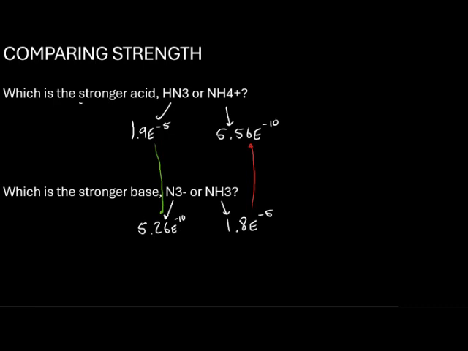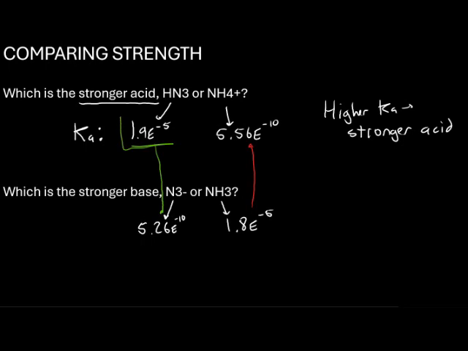So now we're asked which is the stronger acid based on the Ka values that we have in front of us. Now remember, the higher the Ka is, the stronger of an acid you have. So if we examine these values, 1.9 times 10 to the negative fifth and 5.56 times 10 to the negative 10, we can see that 1.9 times 10 to the negative fifth is definitely stronger because that's higher than anything raised to the negative 10. Just like for acids, a higher Kb represents a stronger base.